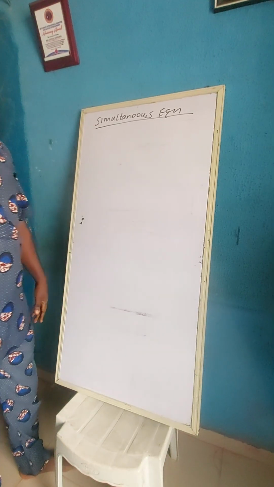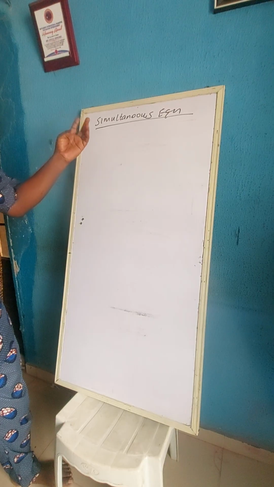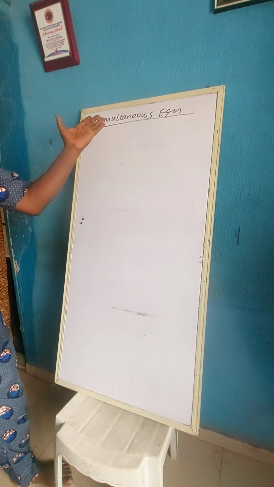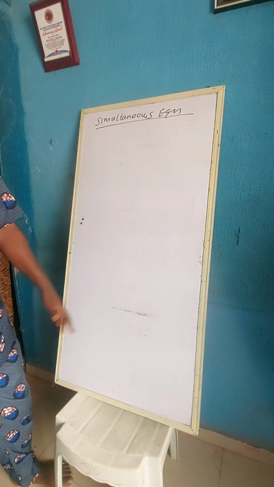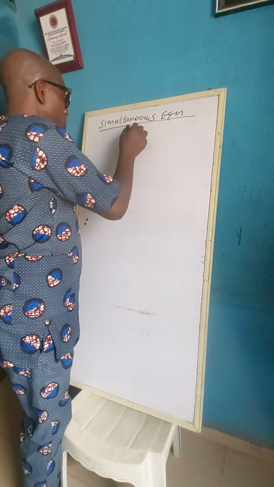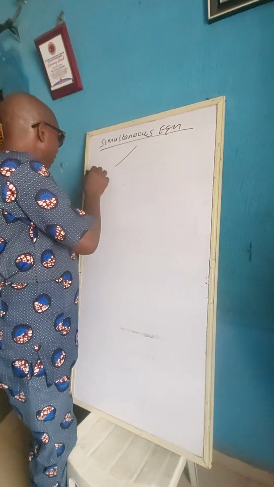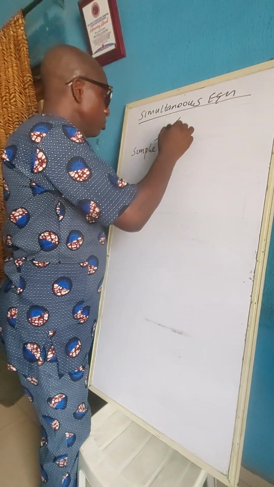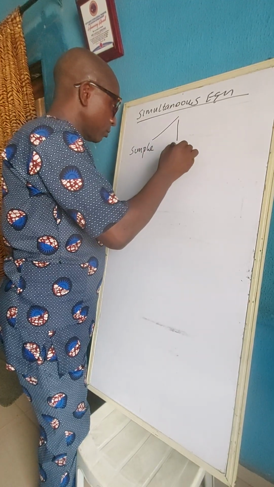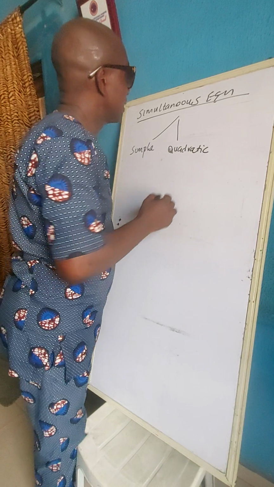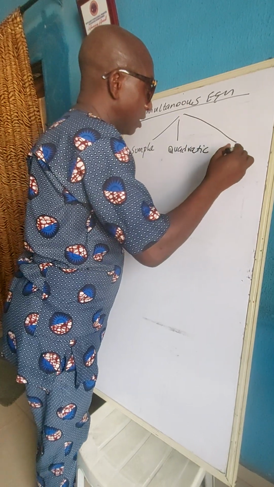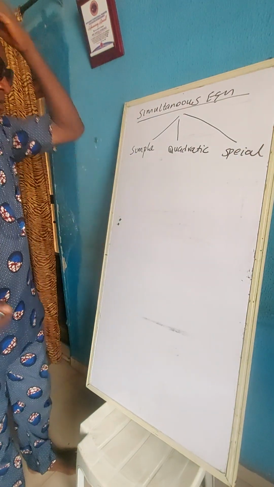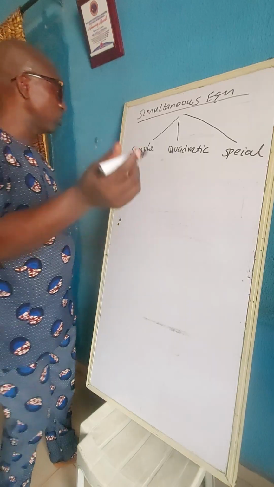Simultaneous equation. I told you this is the type of equation. The first one, linear, simple equation. The second one, quadratic equation. The third one, simultaneous equation. That's what we want to do. I told you that simultaneous equation is also divided into 3. We have simple simultaneous equation, quadratic simultaneous equation, and we have special simultaneous equation.